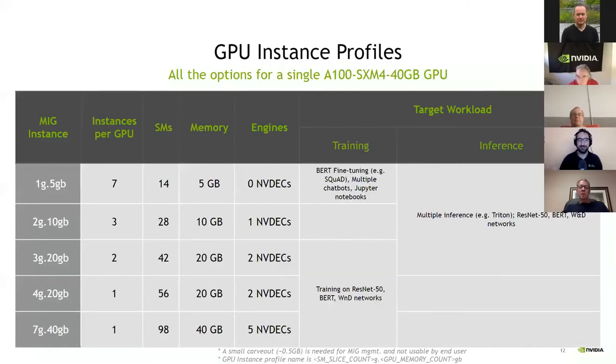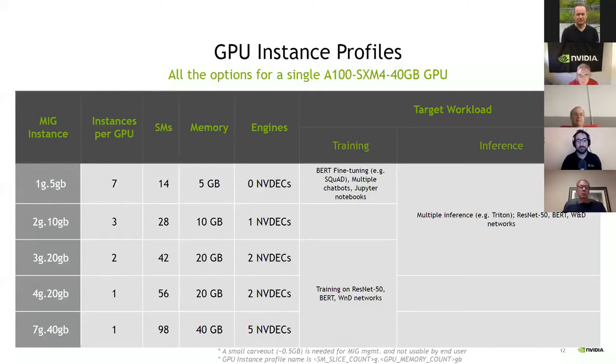So I like this chart better. It's a lot easier to see than the other one. But so these GPU instance profiles, they're named after the number of SM slices they have and the GPU memory available. So the 1G 5GB has 1 compute slice and 5 gigabytes of GPU memory.